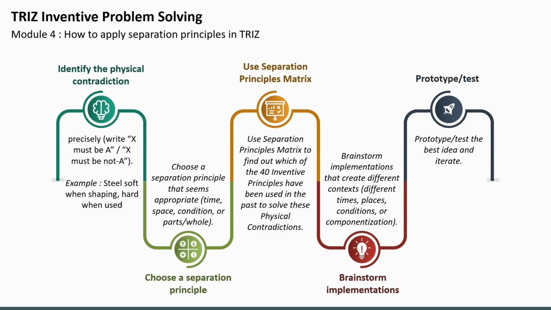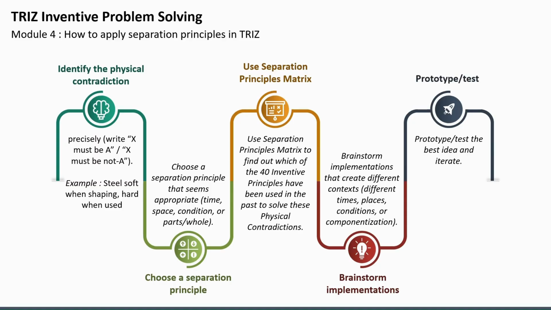So friends, I hope this video was helpful for you to understand what exactly this concept of separation principle is and how the separation principle should be followed once you establish your physical contradiction. What are the 4 types of separation principles: separation in time, separation in condition, separation in space, and separation as a part and as a whole. And once you have these 4 figured out, then use your separation principles matrix to find out which of the 40 inventive principles will best suit your given situation.